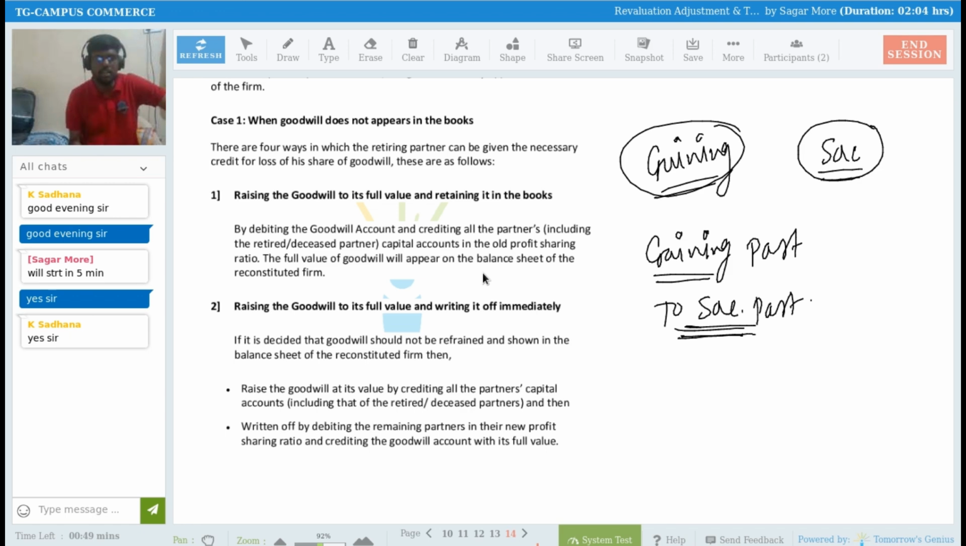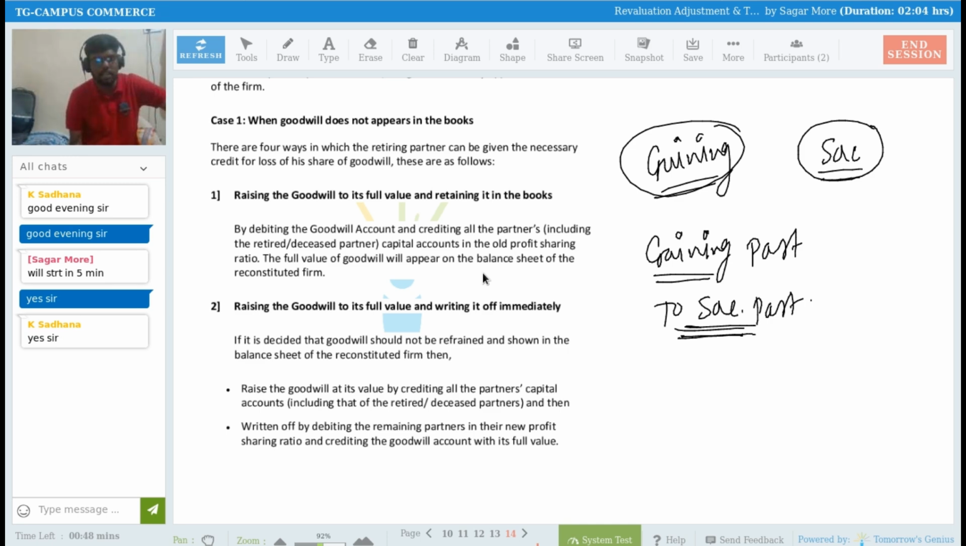In case of retirement, when one partner is going out of the business and two partners remain, both will be gaining partners, for example. Because of the retirement of partner C, his share is now going to be enjoyed by the remaining two partners, who get future benefits. So they have to adjust for the goodwill amount towards the retiring partner, and that's why we debit their partners' capital accounts.